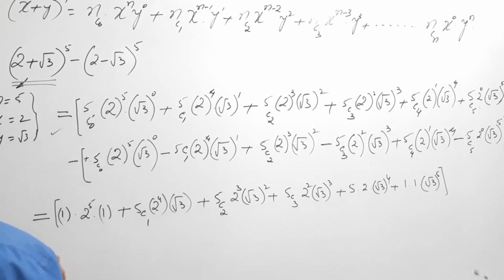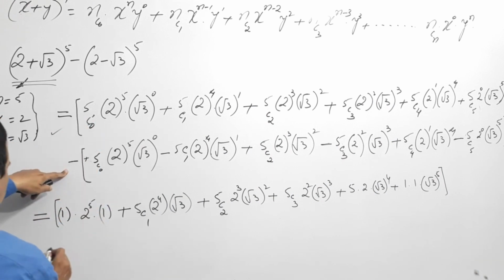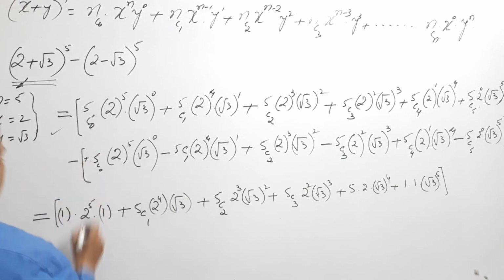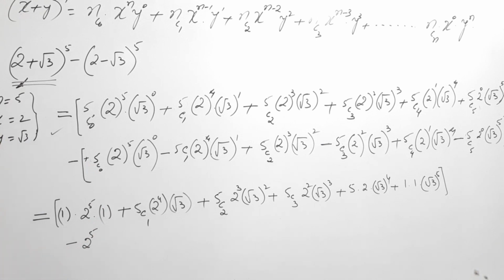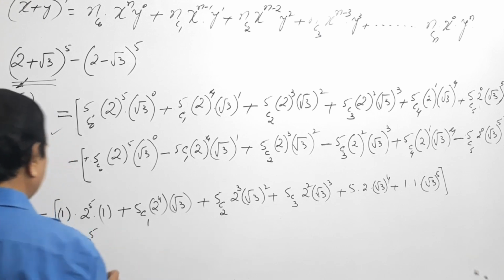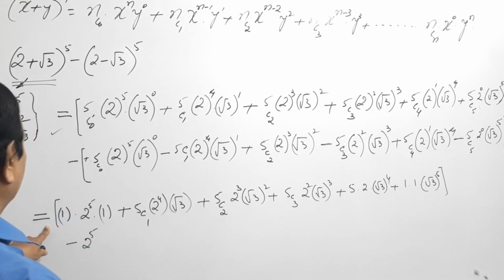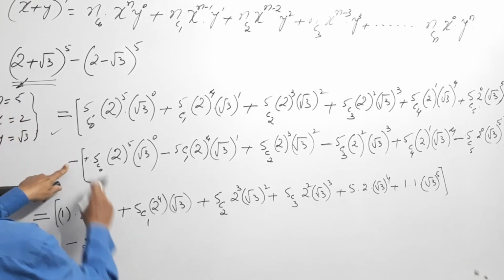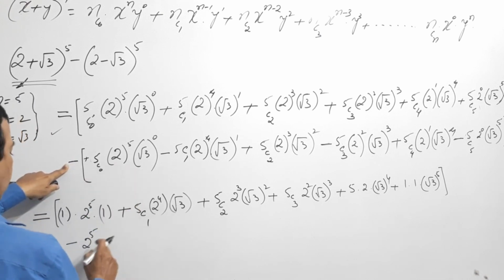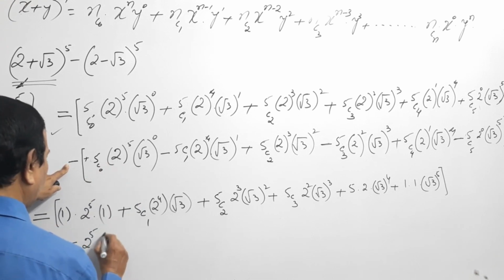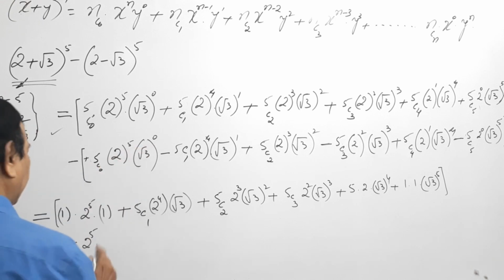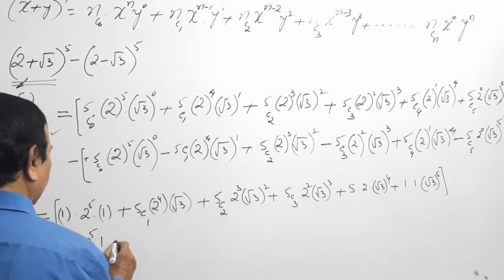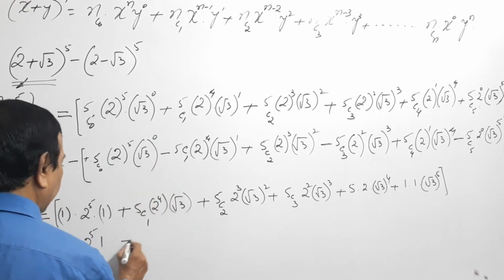Now think about this, minus, so minus into this, so minus into plus, this becomes minus 2 to the power of 5. This becomes into 2 to the power of 5 into root 3. Root 3 is nothing but 1. That is root 3 to the power of nothing but again 1. So minus into minus becomes plus.